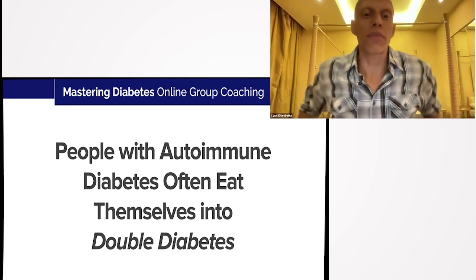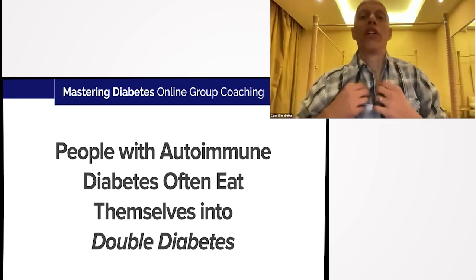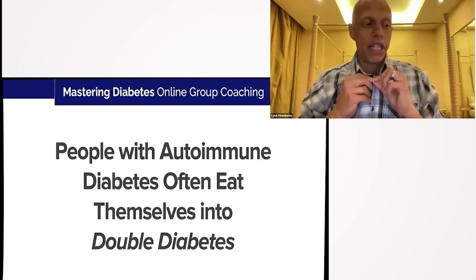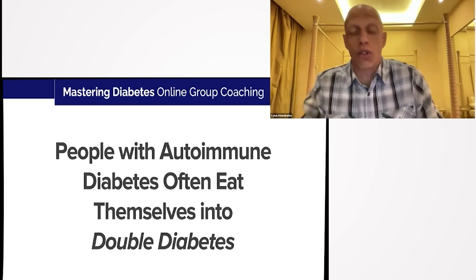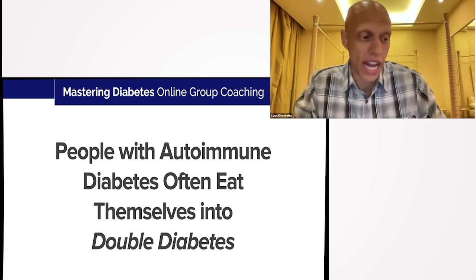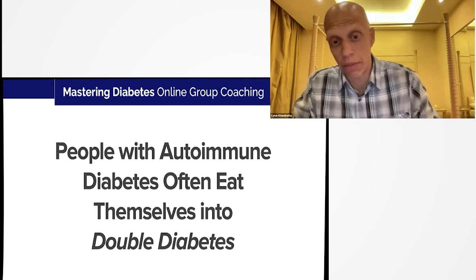Okay. Now, I told you earlier that I have autoimmune diabetes. And what that means is that I have an autoimmune version of diabetes, which means that I cannot secrete insulin. And as a result of that, I have to inject insulin from the outside world.